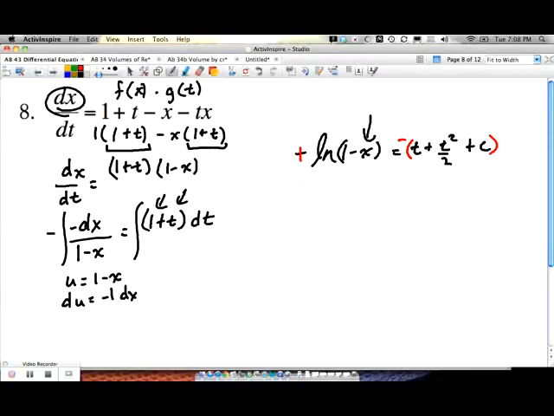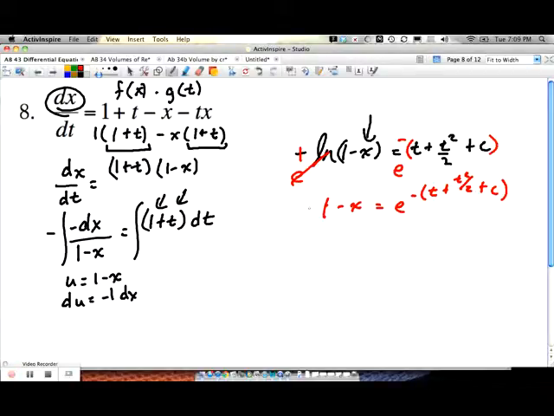Then I need to take e to both sides. So I'm going to have e to natural log, those undo each other. We'll have 1 minus x equals e to the negative, and then we got t plus t squared over 2 plus c.